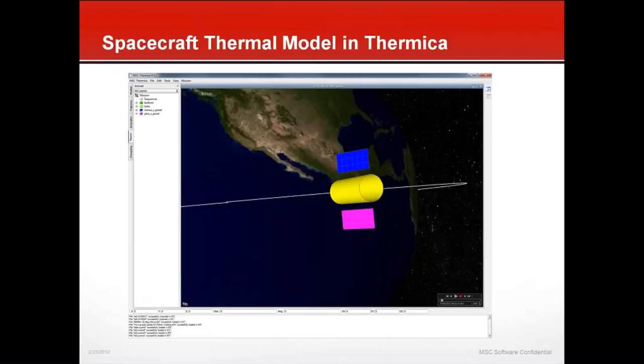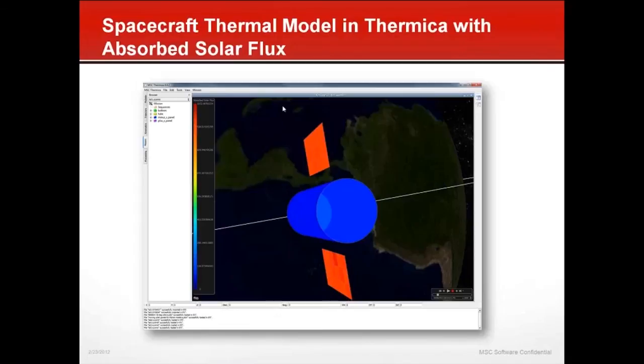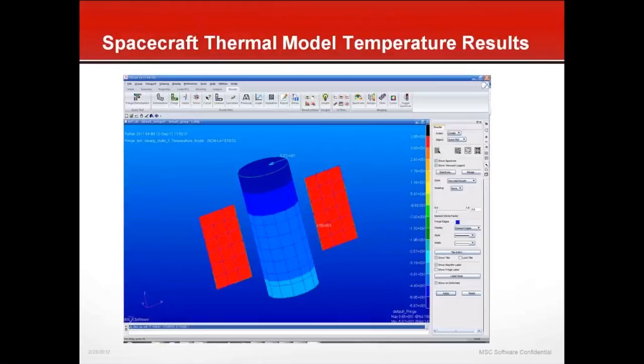Thermica transparently integrates and lets us visualize the object in orbit and then post-process different results such as absorbed solar flux or incident planetary flux, and then brings all the temperatures and all the data back into Patran, where you could then do thermal stress or something with Nastran if you wanted.